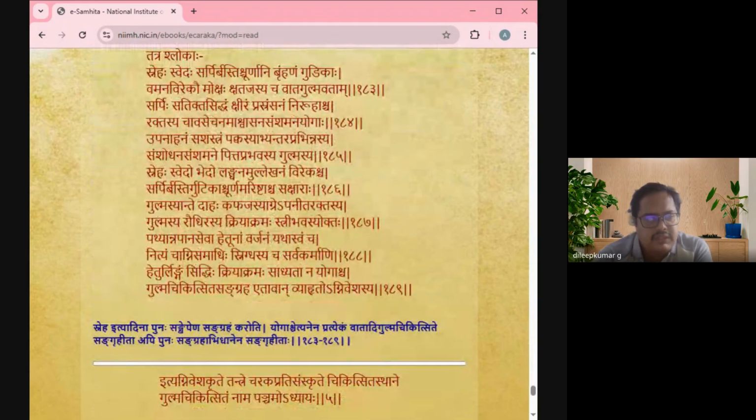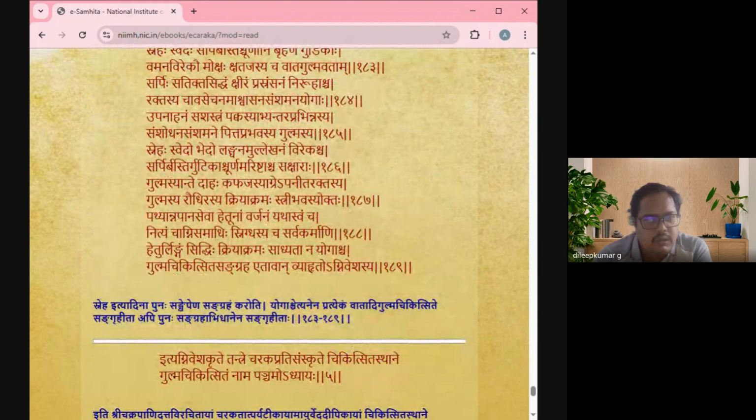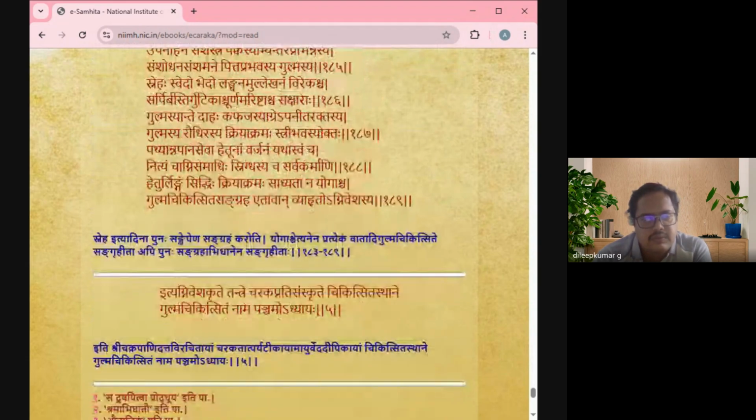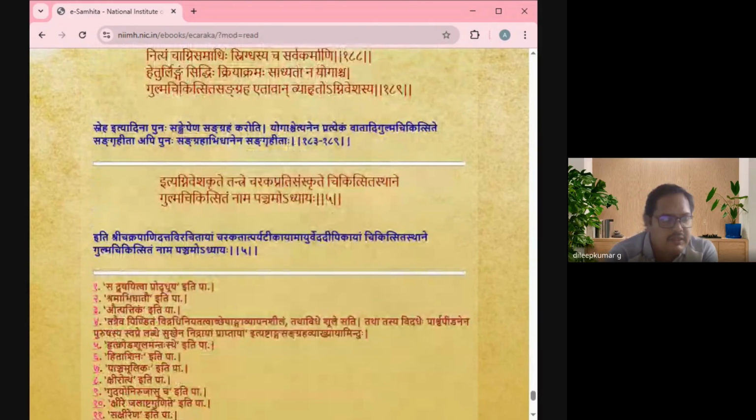I will not go into much detail on other forms of gulma, the treatment of Rakta gulma, all those things, because they are not so important from the entrance point of view. That's why I'm skipping all those things. So that is about gulma chikitsita.